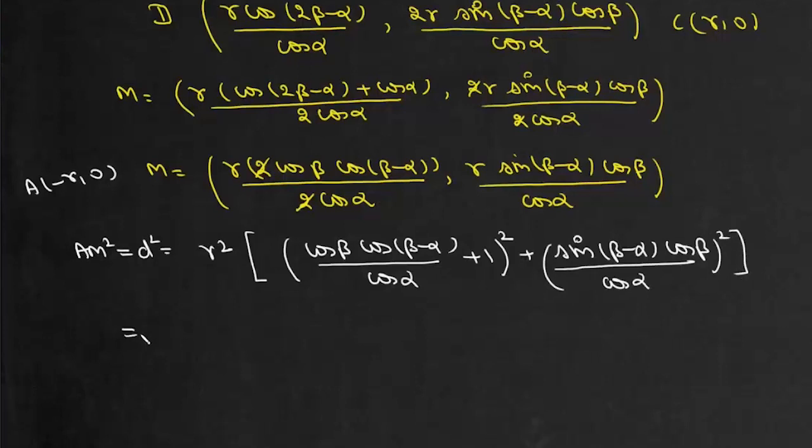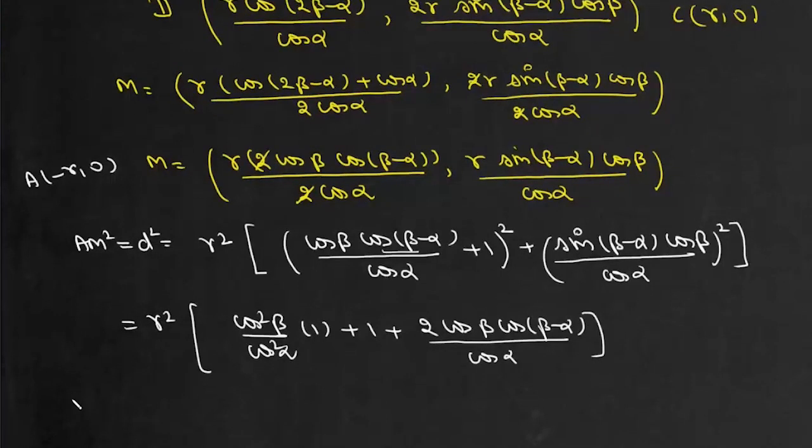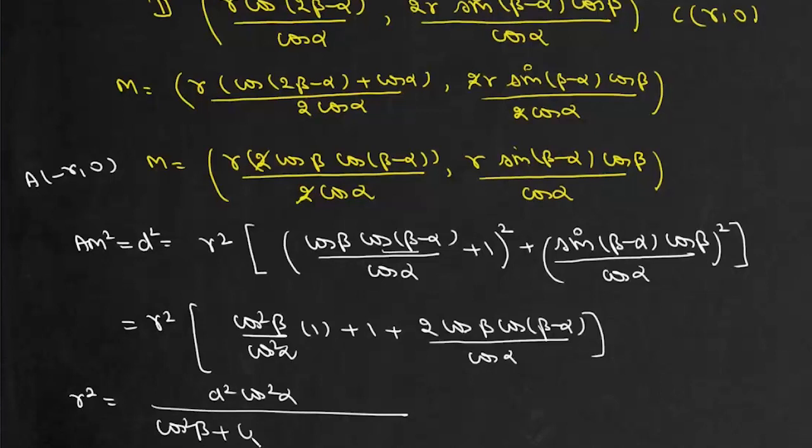Now we simplify this, we can write r square, and here will be this cos square beta upon cos square alpha, times cos square(beta minus alpha) plus sine square(beta minus alpha), and then plus 1 plus 2 cos beta cos(beta minus alpha) upon cos alpha. So basically we can write this r square as d square cos square alpha upon cos square beta plus cos square alpha plus 2 cos alpha cos beta cos(beta minus alpha). So we have got this r square in terms of d, alpha and beta, and we need the area of this circle. So the area of this circle is pi r square.